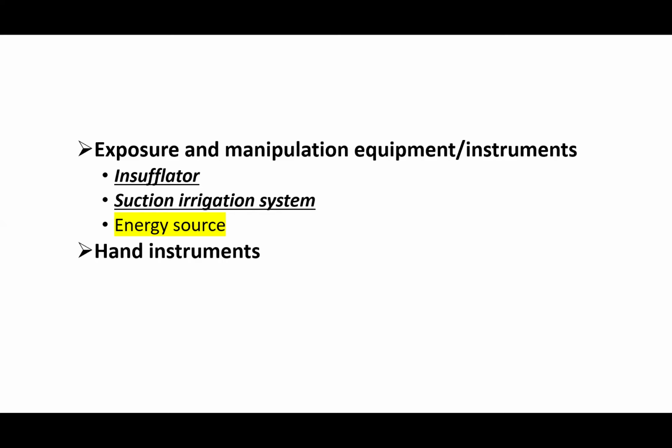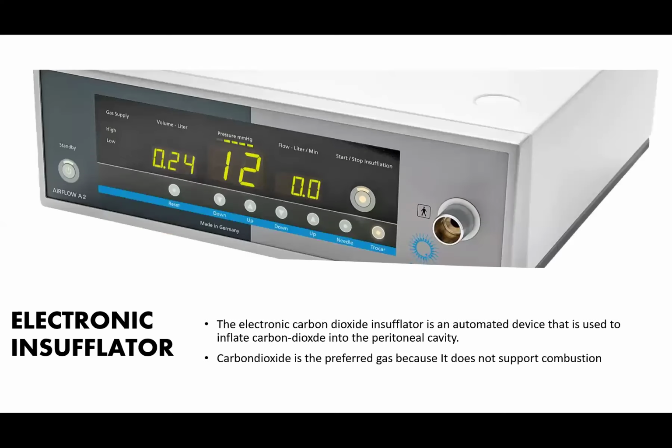the concept behind it. So today we'll talk about the insufflator, the suction irrigation system, and the hand instruments or the working instruments. These working instruments are very, very important for you to be able to identify and differentiate them. Now, the electronic insufflator or carbon dioxide insufflator is an automated device that is used to inflate carbon dioxide into the peritoneal cavity.